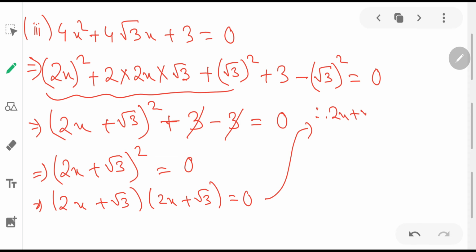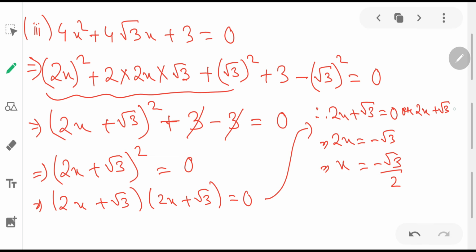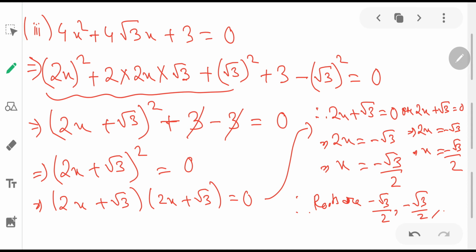Therefore 2x plus root 3 equals 0 implies 2x equals minus root 3 implies x equals minus root 3 by 2. Or let's do the second one, 2x plus root 3 equals 0 implies 2x equals minus root 3 implies x equals minus root 3 by 2. Therefore, what are the roots? Roots are the same. Roots are minus root 3 by 2 comma minus root 3 by 2.